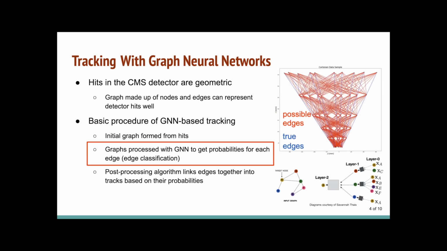So because hits in the CMS detector are geometric, a graph made up of nodes and edges can represent the detector hits well. The basic procedure of GNN tracking is as follows. First, the initial graph is formed from hits. Then the graphs are processed with the GNN to get the probabilities of each edge. And finally, a post-processing algorithm links the edges together into tracks based on their probabilities. So my project focused on looking at the edge classification step of this process.